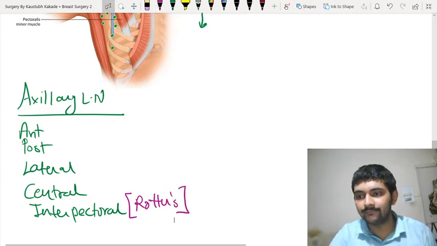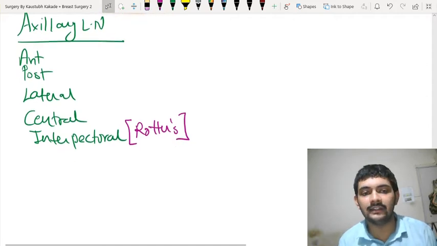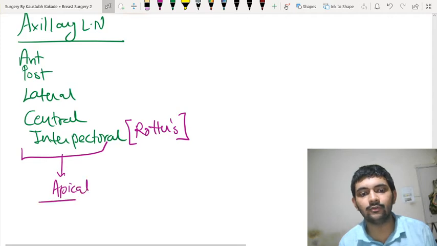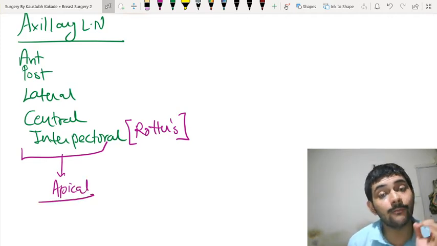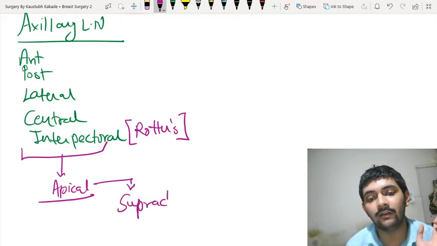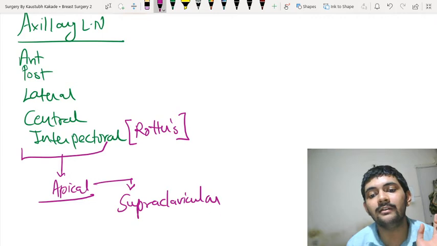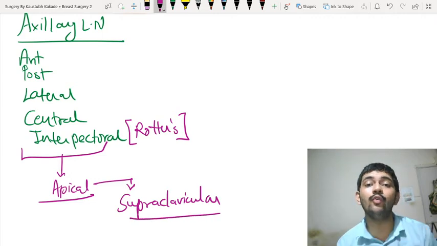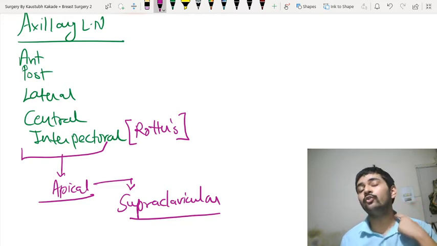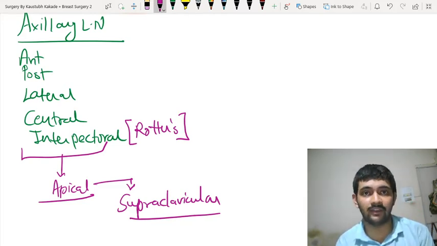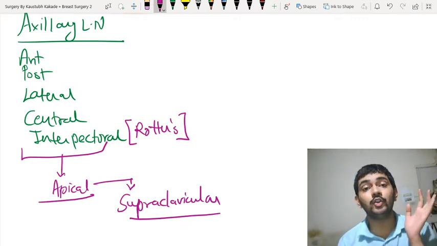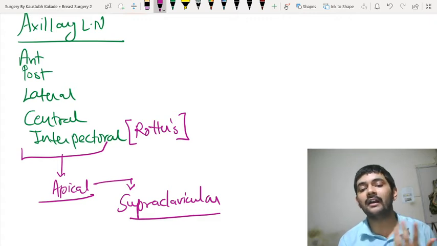And then finally, from all of these, this is finally draining into the apical group of lymph nodes. From the apical, it may also drain to supraclavicular lymph nodes, and that's a very important clinical point: when you are palpating for the lymph nodes, never forget to check the supraclavicular fossa also.